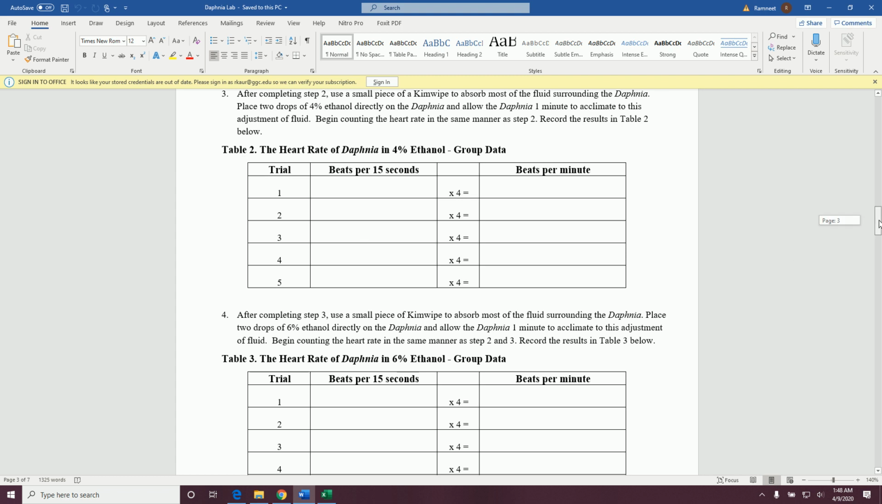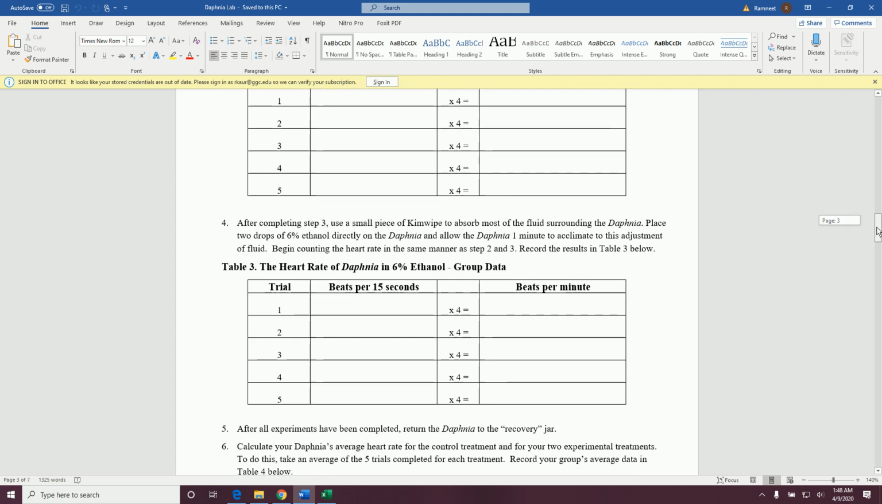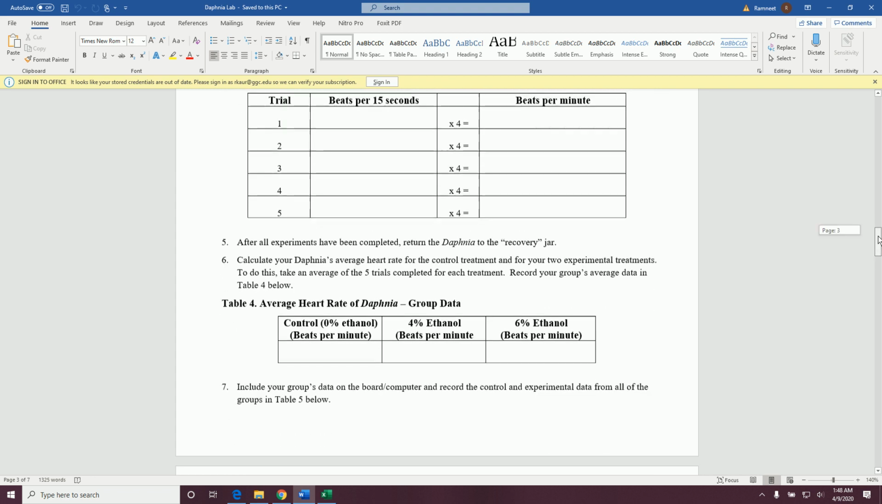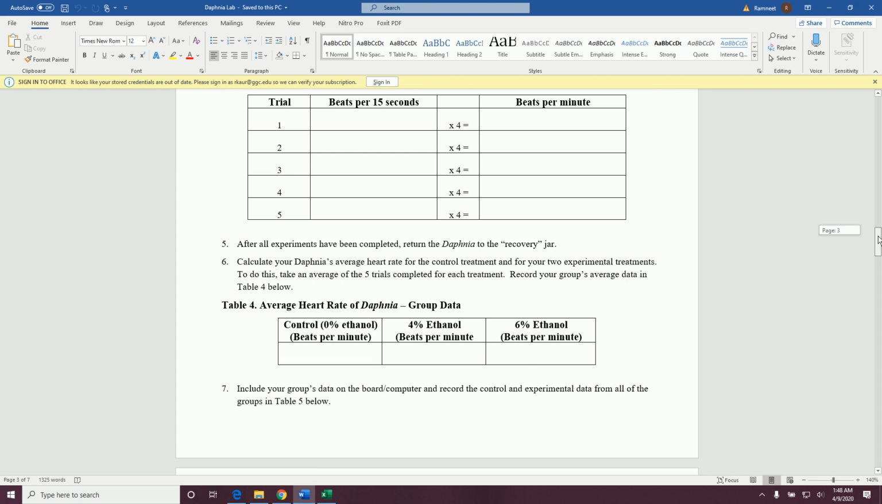So this is your experimental group. You would have replaced 4% ethanol with 6% ethanol, and you will be doing the same thing here as you did earlier. So you have three groups: control group, 4% ethanol and 6% ethanol, and for every group you have done 5 trials. So you take the average and then you would have put it here.